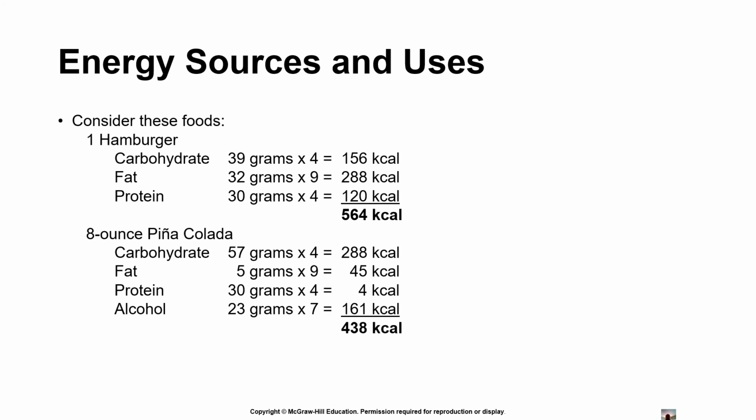And again, some more examples of how this breaks down. If a hamburger contains 39 grams of carbohydrate times 4 calories per gram, 156. And you can see how we look at each of these energy containing compounds and come up with our total calories or kilocalories for these two different dietary items.